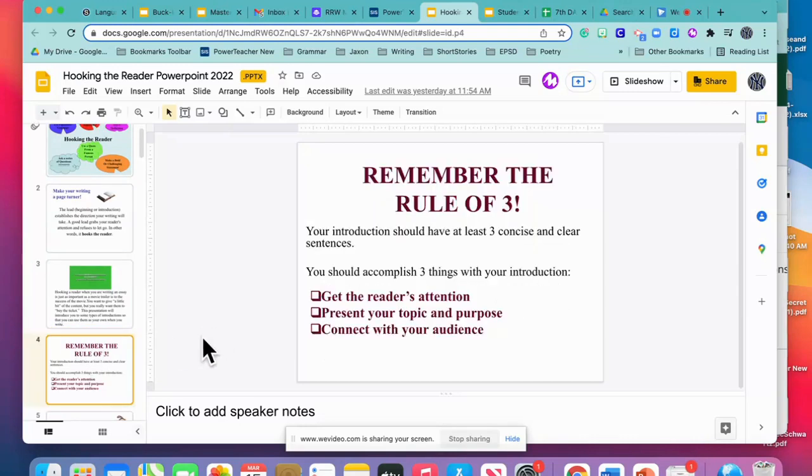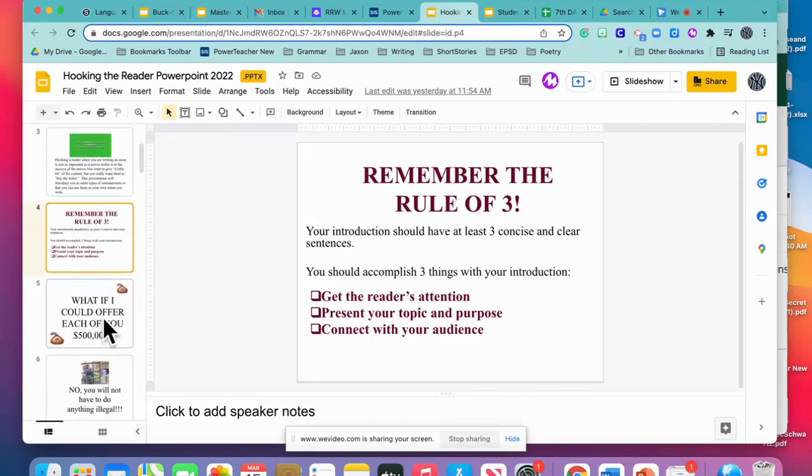Now, there's some rules I want you to remember. In your introduction, you have to have at least a minimum of 3 things. 1, your hook, which is getting your reader's attention. You're presenting your argument with its reasons, and you are making that connection with your audience. And you're going to do those things through developing a really strong introduction, okay?